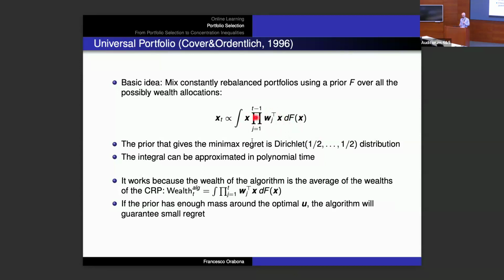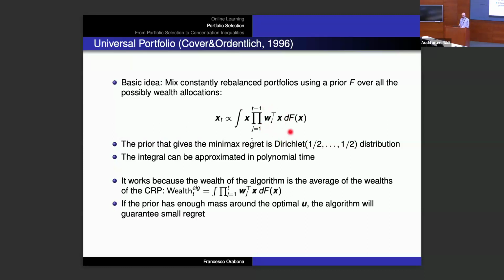And what is this other term? Instead, it is the wealth that the portfolio X made over the past. So you look at these two things. There is a prior that you have on what you should do over these stocks, and then you look at each single portfolio, how good it was over the past. You construct a probability distribution with these two ingredients, and you take the average of the portfolio allocation according to this probability distribution. This is the strategy.